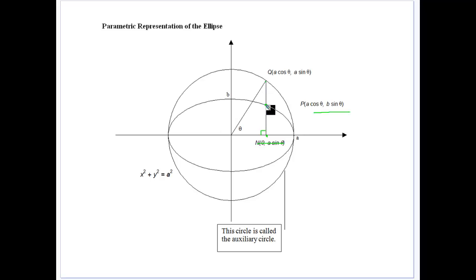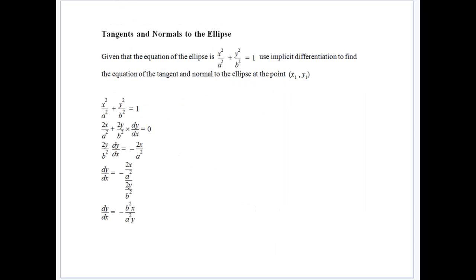So all in line there. So we know the x-coordinate, sub it into the equation of the ellipse, and we get the y-coordinate there. So there's our parametric values. What else can we do? We can find tangents and normals to the ellipse.